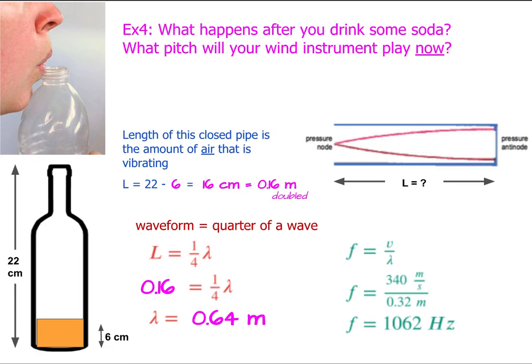So we would instead use 0.16 as our length, and we would instead get 0.64 as the wavelength. Again, notice this is doubled as well. When we plug this into our wave equation formula, we get 531 hertz. Looking again, before we had 1062, now it's only 531. So the frequency was cut in half. And in fact, this is an octave lower if you actually perform this experiment.